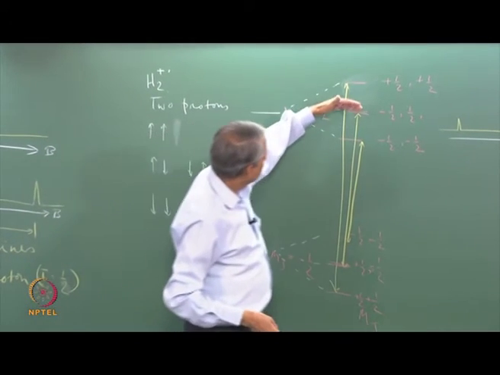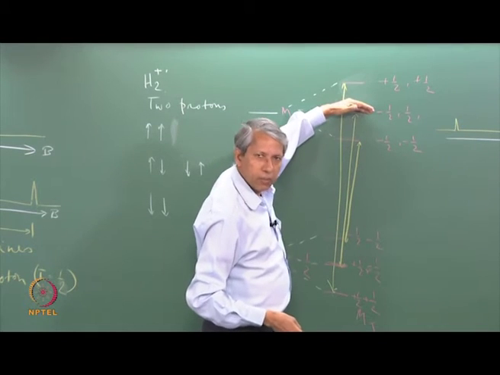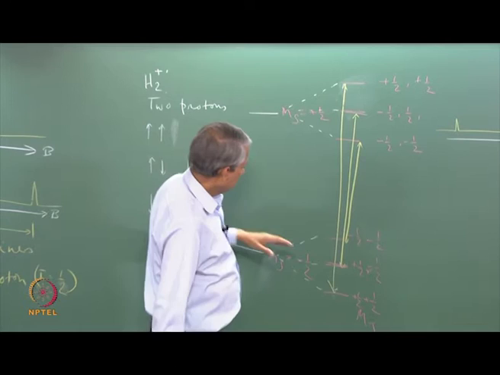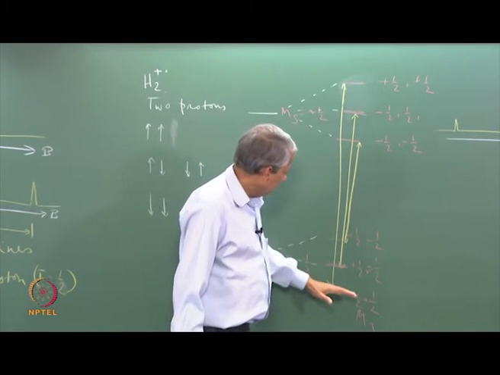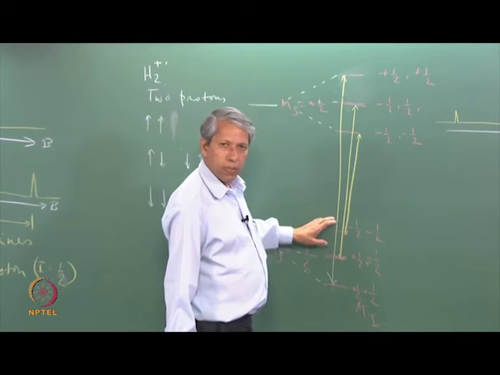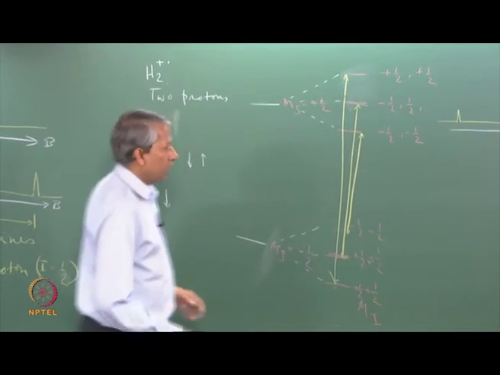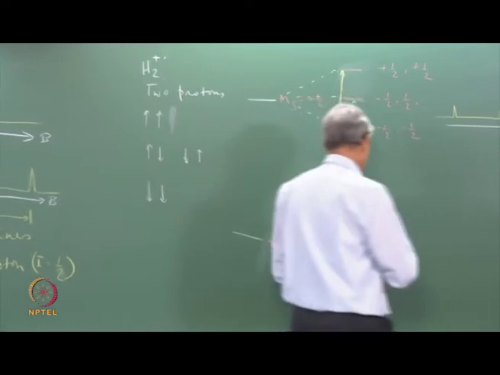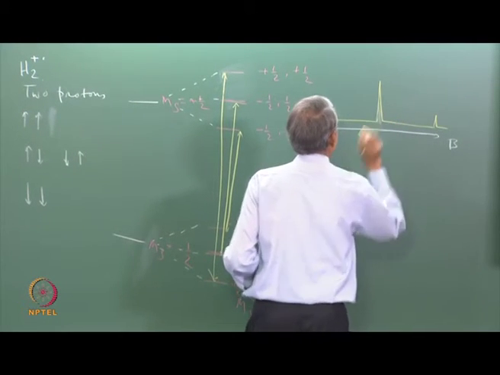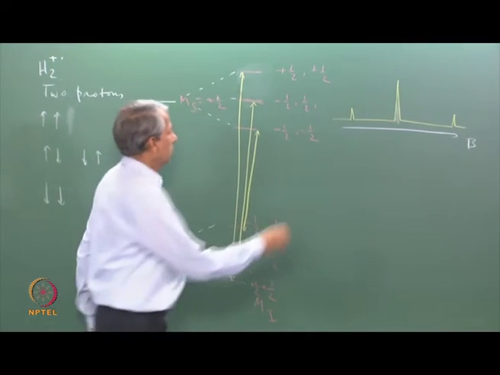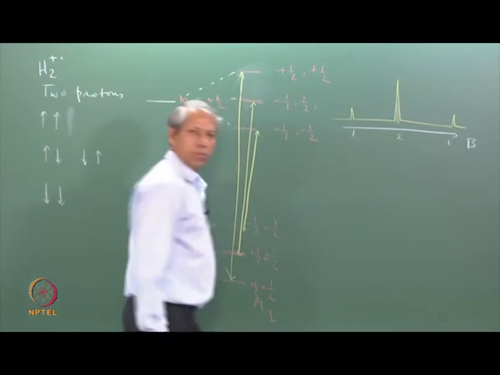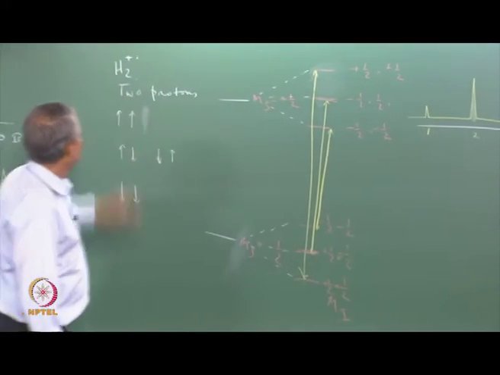So, in a sense, you may call it the two energy levels are degenerate, or the number of particles distributed here will be such that there will be twice the number of particles here compared to this and this. So, the intensity of the EPR line will be twice now.